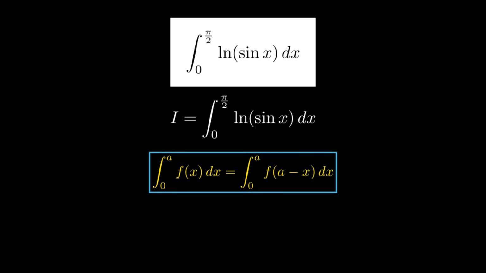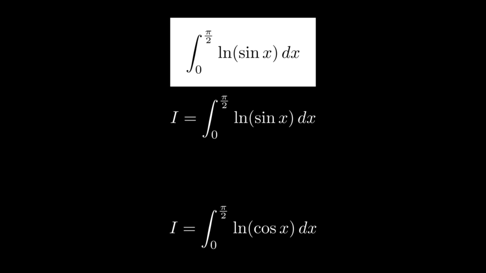Today we are solving one of the most beautiful integrals in calculus, the integral from 0 to pi by 2 of ln sin x. First, use this powerful symmetry property and replace x with pi by 2 minus x. Now the same integral becomes the integral of ln cosine x.